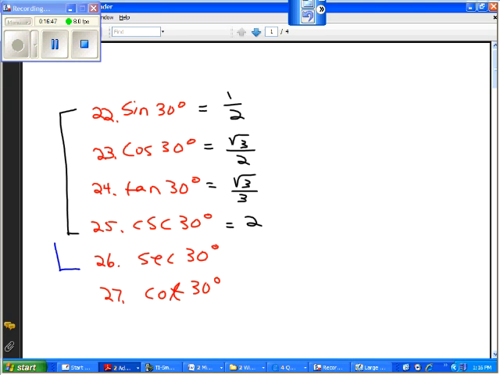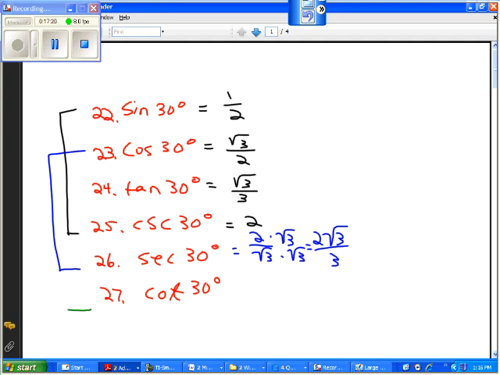Secant is reciprocal of cosine. If cosine 30 is square root 3 over 2, then secant 30 is 2 over root 3, but we don't leave it like that. We have to rationalize, and so we're going to get 2 square root 3 over 3 for secant 30. So we memorize sine, cosine, tangent, and then we know which one's the reciprocal of which one. Understand that? Okay?